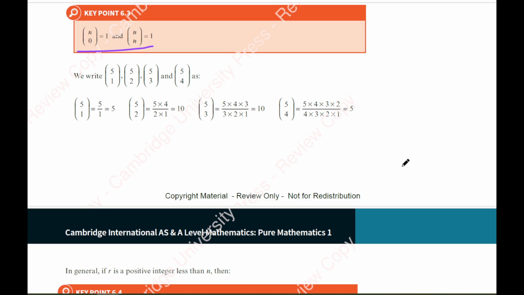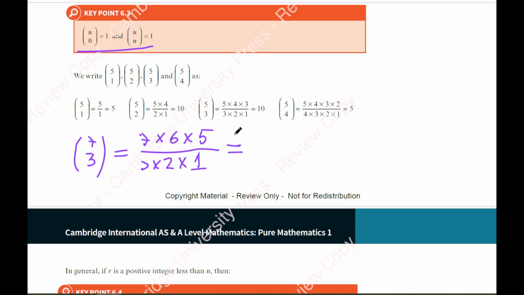So if you want to find, for example, 7 choose 3, the 7, 3 combination, then you take 3 factors. So it will be 7 times 6 times 5, the 3 numbers you took. And here you have 3 times 2 times 1. And here you can cancel, so this one will disappear. And here you have 35. So this is 35. This is how you calculate it.